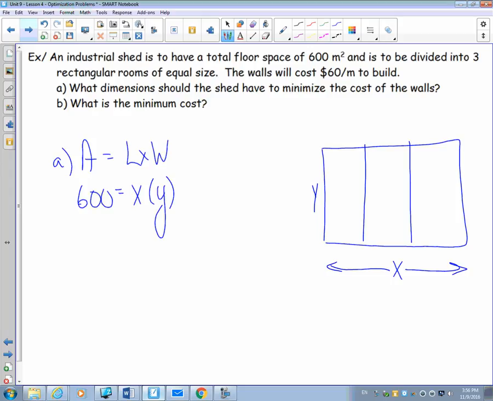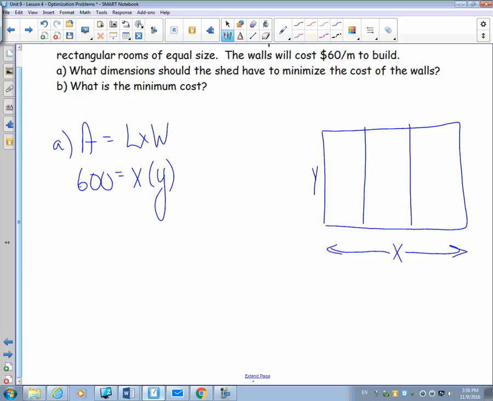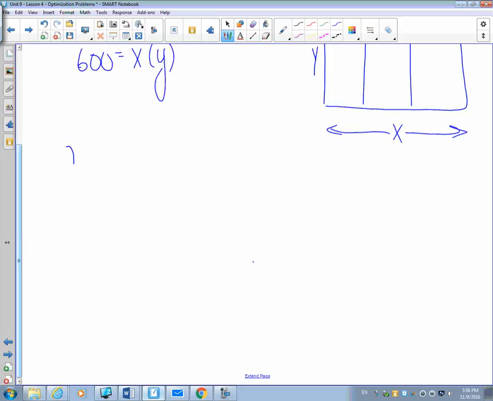So what else do I know? I know the walls cost $60 per meter to build. So I know something about the cost. I need to be able to make myself an equation about cost at some point. How can I do that? Well, my cost equals $60 for every wall.